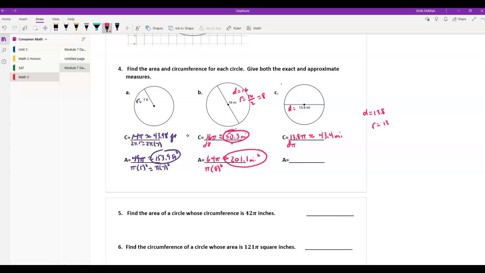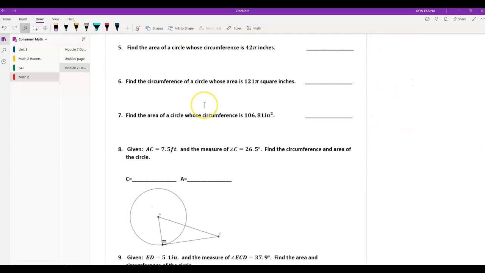The area, the first thing we have to do is take the diameter and use it to find the radius. So we divide that by 2. 13.8 divided by 2 gives you 6.9. So the area would be pi times 6.9 squared, and that would give you 47.61 pi, which ends up being approximately 149.6 miles squared.